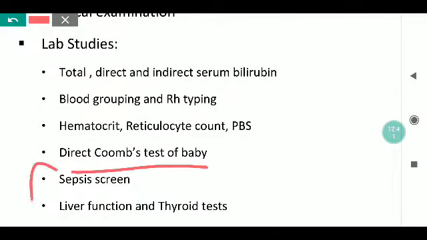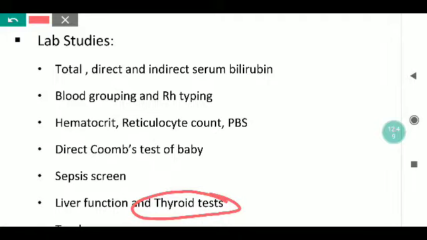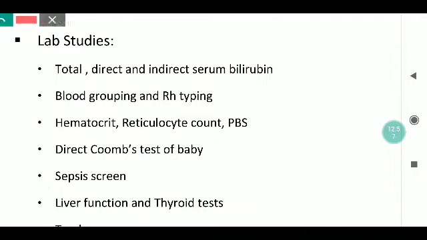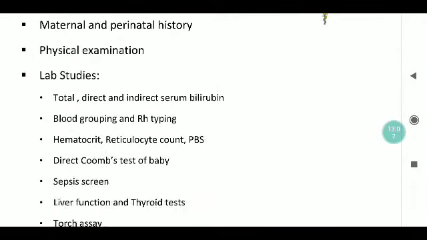If prolonged and a sick child, better to go in for a sepsis screen and a liver function test as well. Now, thyroid test has a significance because hypothyroidism can result in prolonged neonatal jaundice, but in common practice, a detailed thyroid workup is generally done on day 3 of life as a screening test for congenital hypothyroidism, because congenital hypothyroidism is the most common cause of preventable mental retardation. So therefore, it is commonly done in most settings on day 3 of life itself.